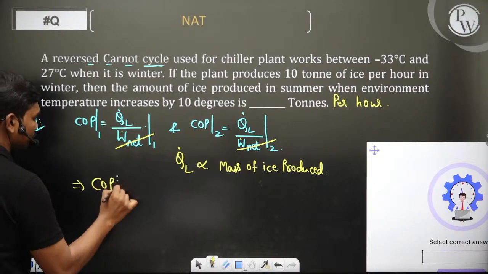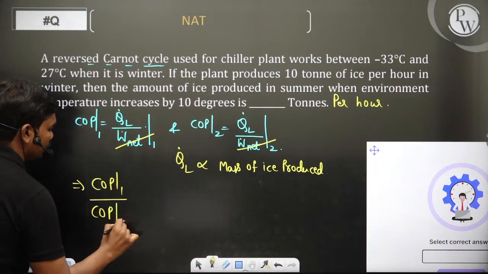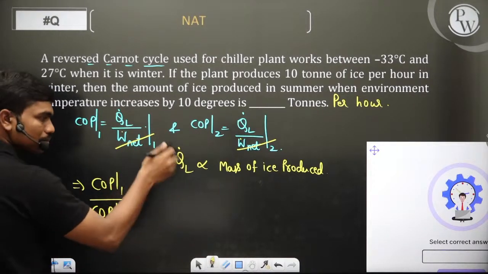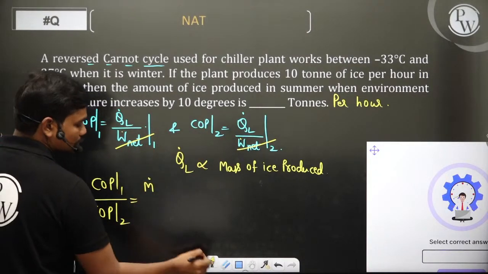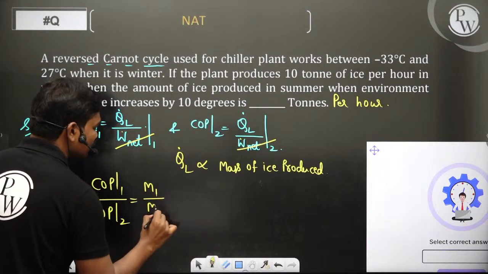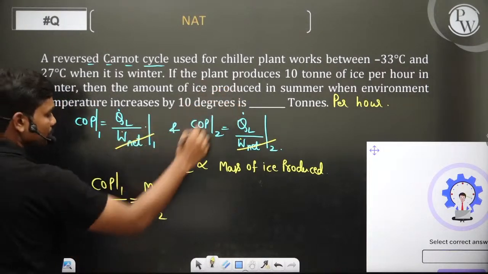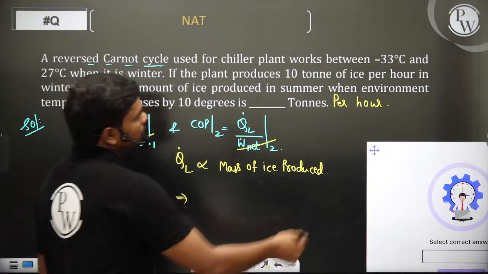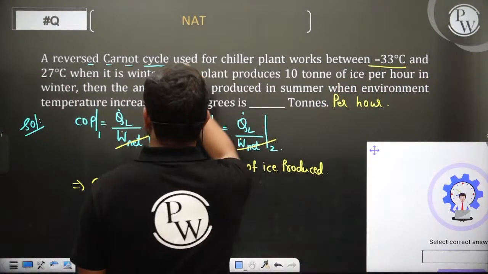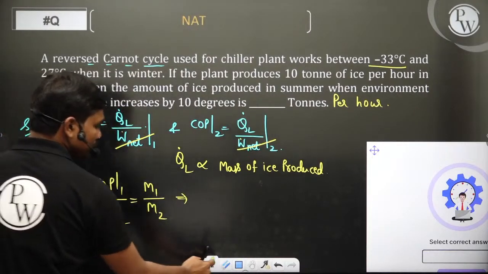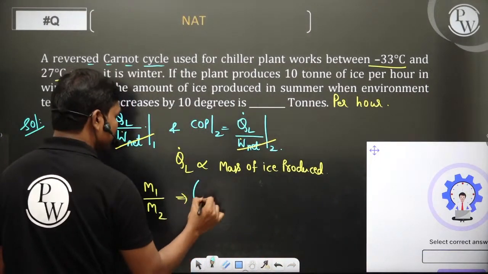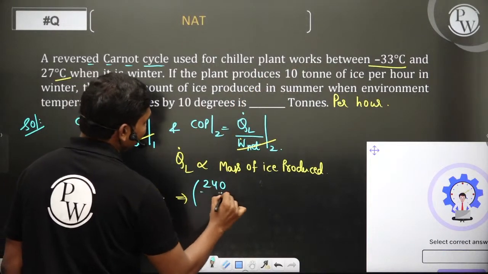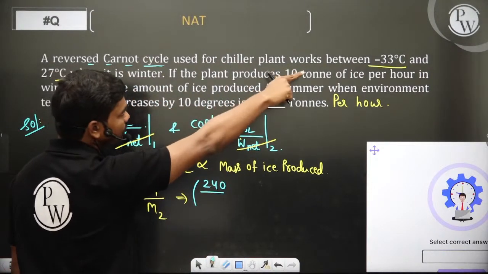So COP1 by COP2 is equal to Q dot L in the first case by Q dot L in the second case, but Q dot L is directly proportional to the mass of ice produced. So it is mass in the first case by mass in the second case. It is given in tons, so let's put both in tons. In the first case, the temperature is minus 33 and here it is 27. So COP is TL, 273 minus 33, 240, divided by TH minus TL, 27 plus 33, the summation is 60.